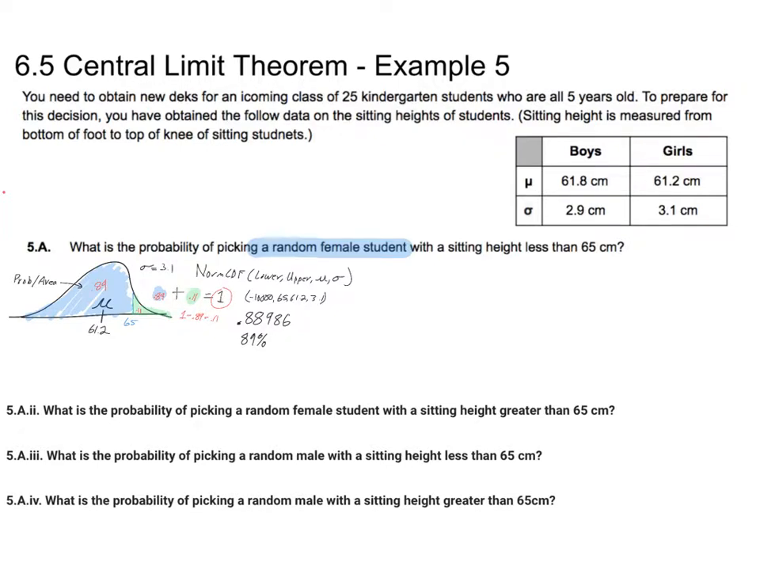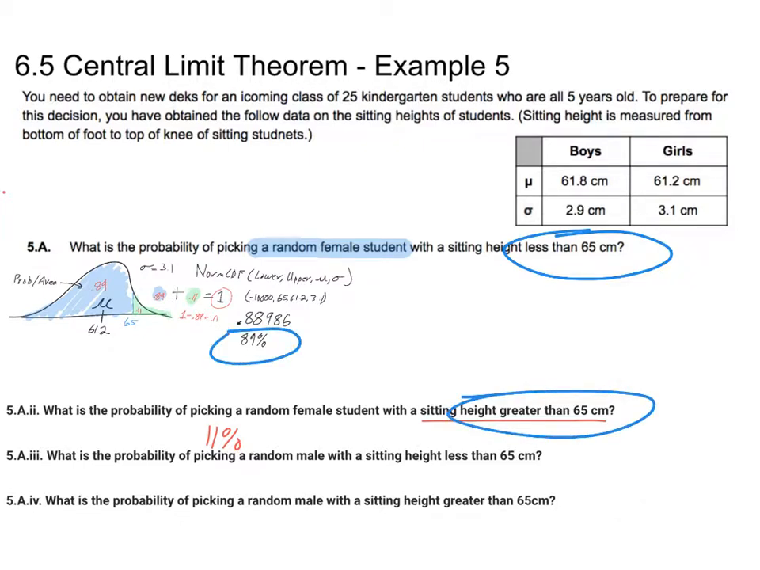But that tells me a lot of things. It tells me how to answer this type of question really quickly. It tells me that there's an 11% chance of picking a random female with a sitting height greater than 65 centimeters. That's really nice, because I know those are complementary answers. Someone less than 65 centimeters has an 89% chance, and the complement to that is being greater than 65 centimeters, so the percentage of that happening must be the complement as well. When you're dealing with one individual student, these problems can be very straightforward.